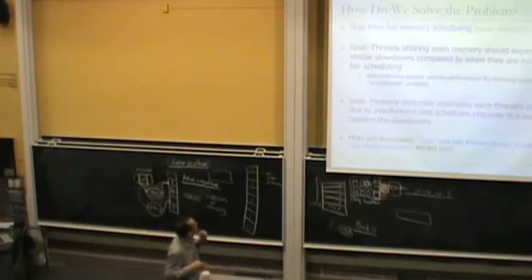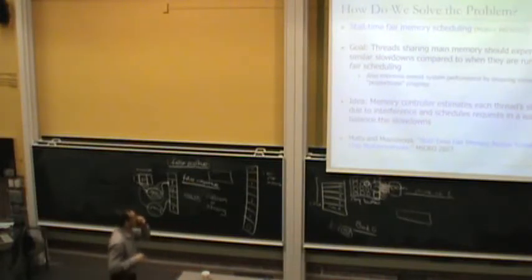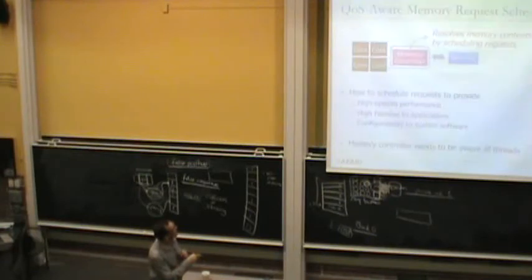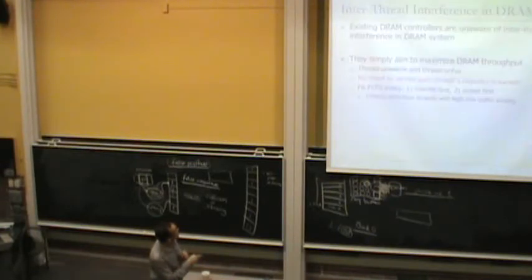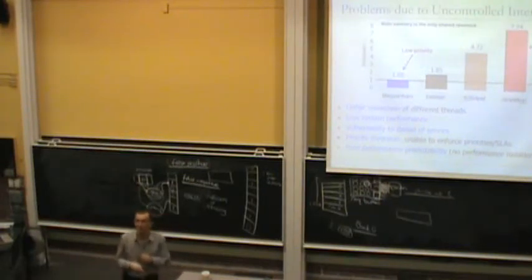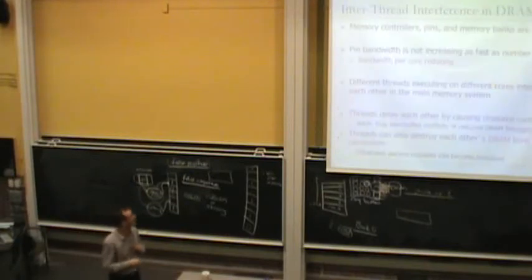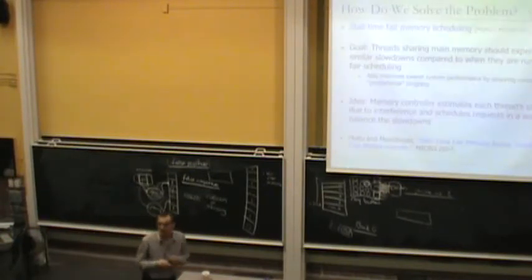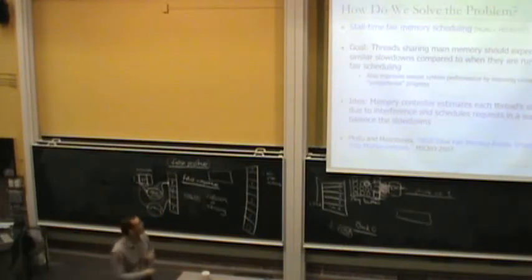Make sense? So how do we actually solve the problem? I'll give you some ideas that we've explored. The first idea is stall time fair memory scheduling. Basically, if you go back here, there was a problem with the slowdowns, right? The slowdowns of different threads are extremely different. So why don't we try to equalize these slowdowns, so that we can make all of the threads make proportional progress compared to when they run alone? So that's the main idea in this stall time fair memory scheduler.